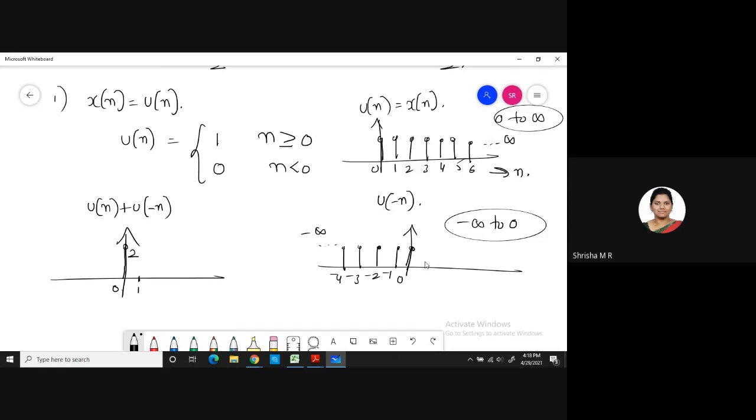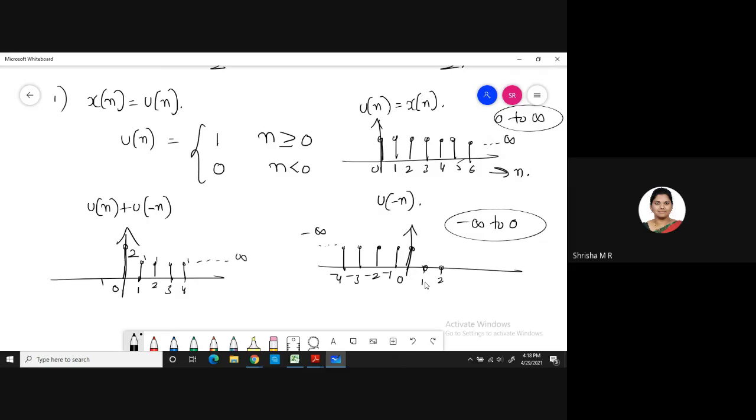So at instant n is equal to 1, what will be the amplitude? 1 plus 0. Here you have 0 at plus 1, so at instant 1 you have 1 plus 0, it is 1. At 2 also you have 1. At 3 also you have 1. At 4 also you have 1. It will go on up to infinity.